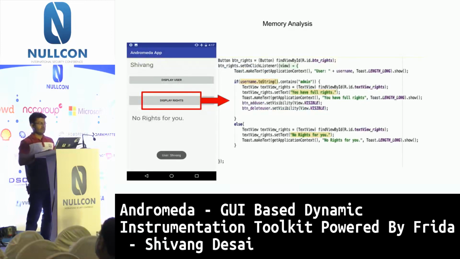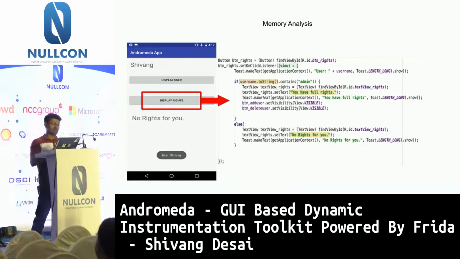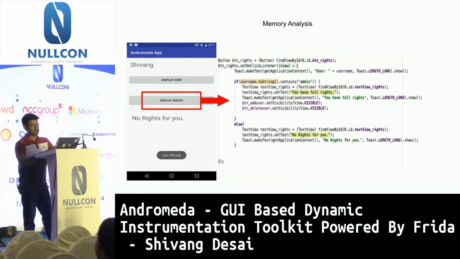So here, as you saw, the display rights button was there. What exactly happens behind the scenes? It checks if the username contains admin or administrator or something. If admin is in the username, it will execute the admin code. Here we have just kept that you have full rights, and the add user and delete user buttons will be enabled. Else, it will just display no rights for you. In this case, it's not admin, so it says no rights for you.